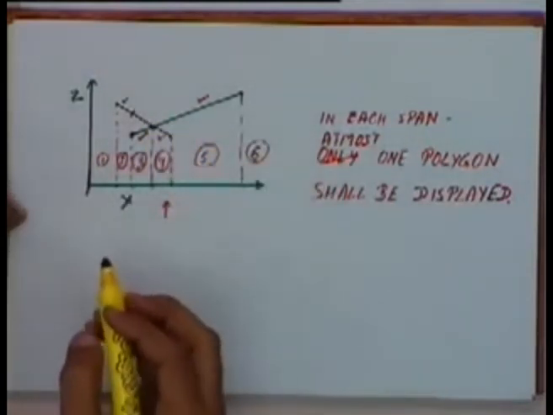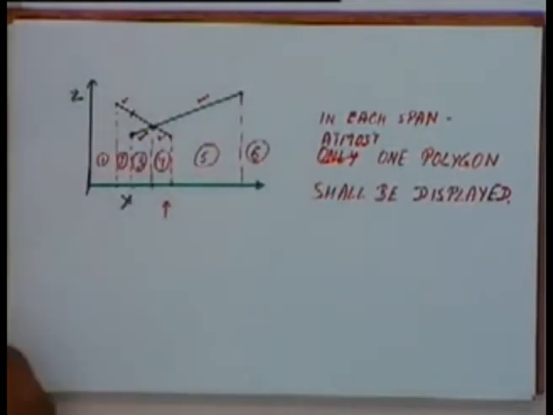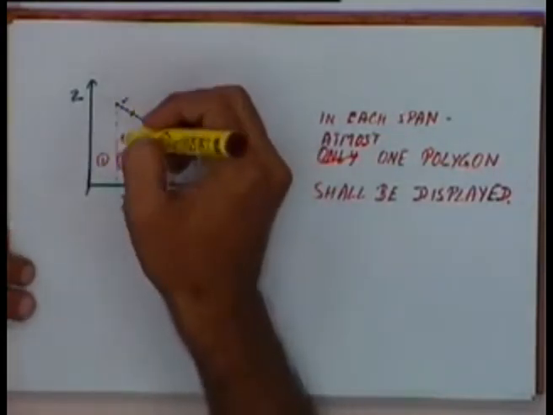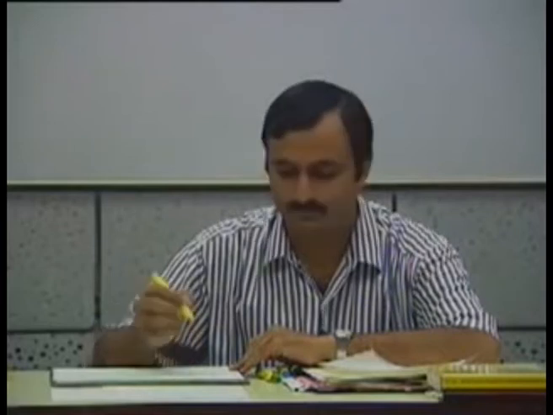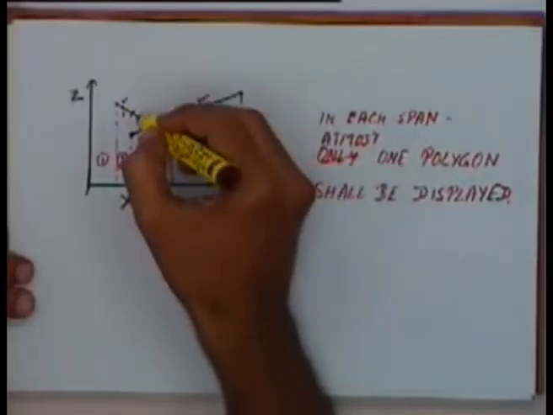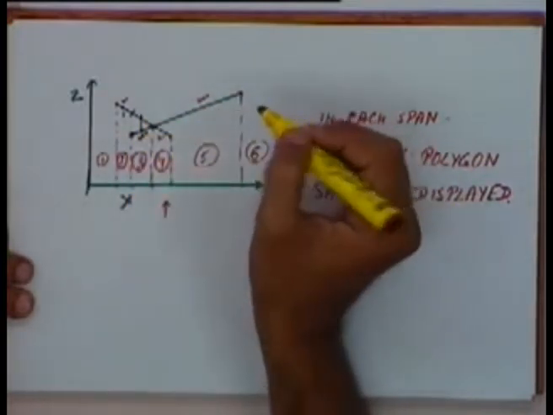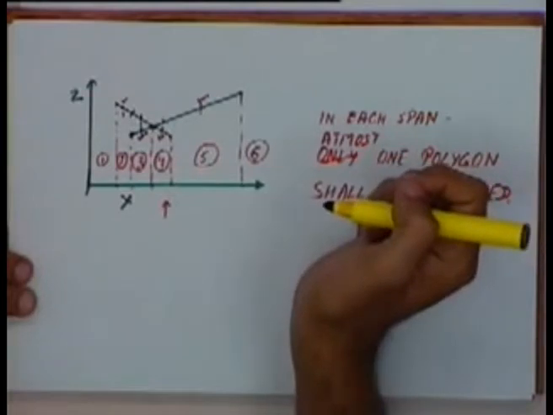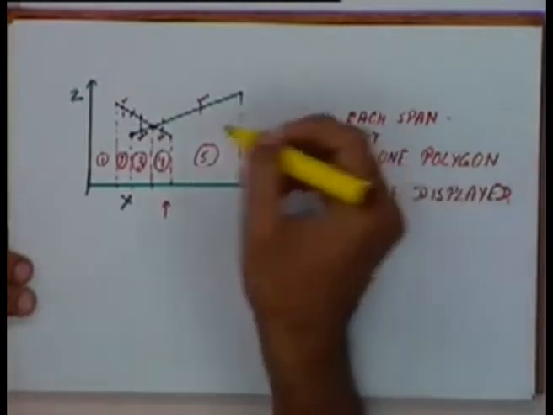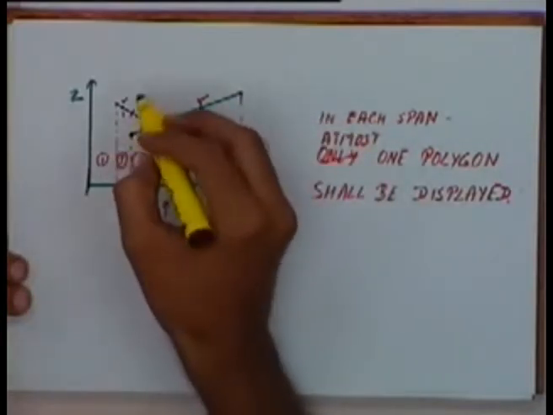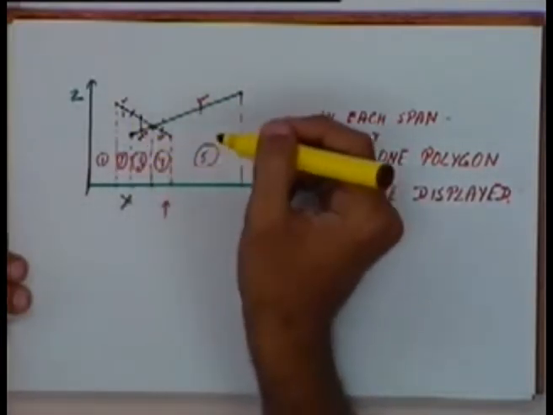To avoid this confusion, what we will do is compute the z value of all the polygons at the midpoint of the span. That means we will look at the midpoint of span number 2, span number 3, span number 4 and span number 5. If I am looking at the midpoint of the spans, I can easily decide which polygon will be visible and which will not be visible.